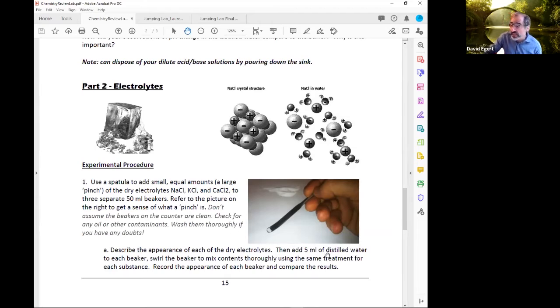Then it says, then add 5 mils of distilled water to each beaker. Swirl the beaker to mix the contents. And then record the appearance of each beaker and compare the results. So now you're going to record the data when it's been dissolved. And again, this is going to be in the video.